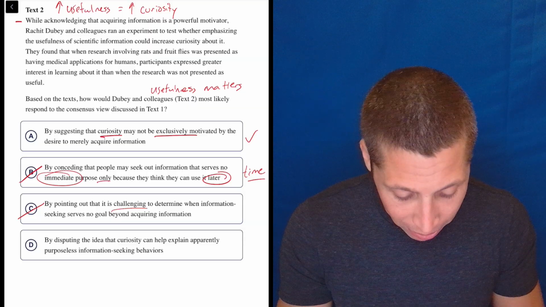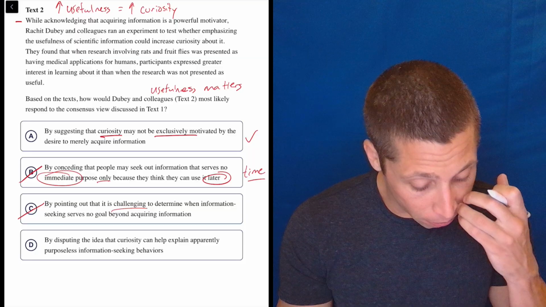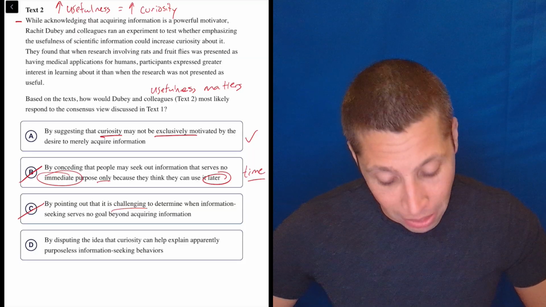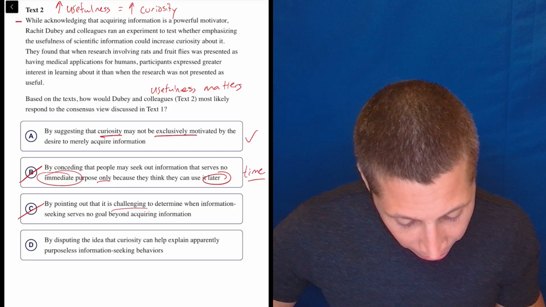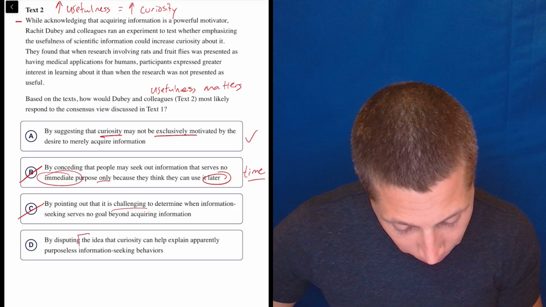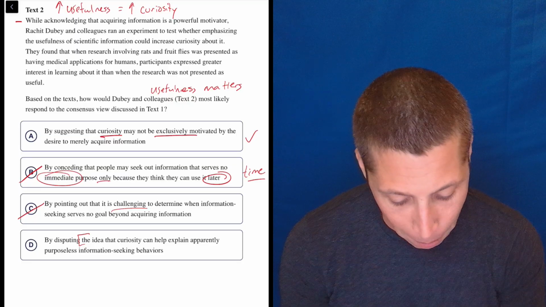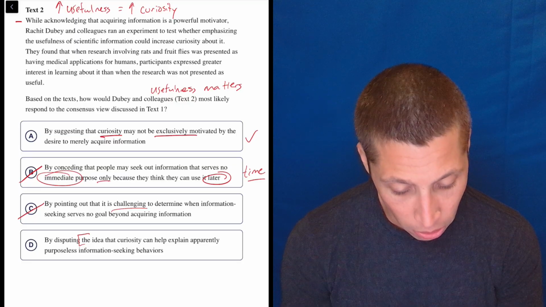Choice D, by disputing the idea that curiosity can help explain apparently purposeless information-seeking behaviors. So this is so backwards. I know what they're doing here. They're making all these choices hard by having a lot of double negatives, but they're disputing the idea. So let's just think about this part. The idea that curiosity can help explain apparently purposeless information-seeking behaviors.